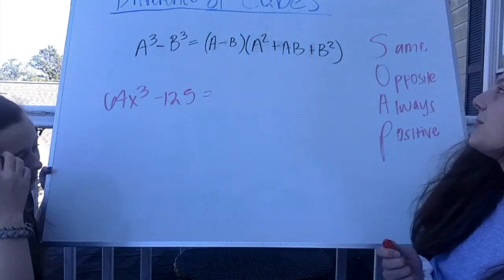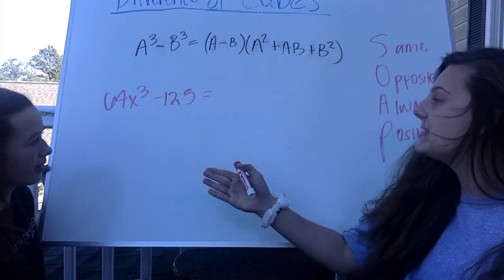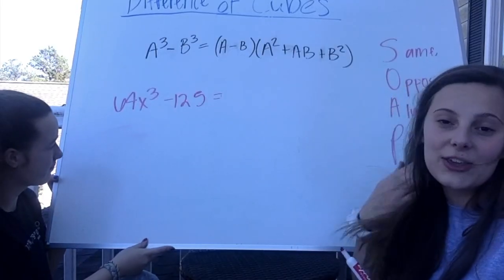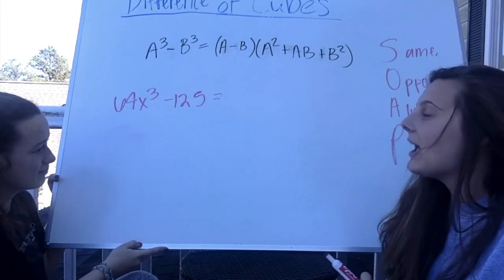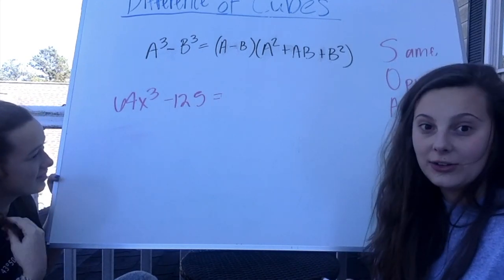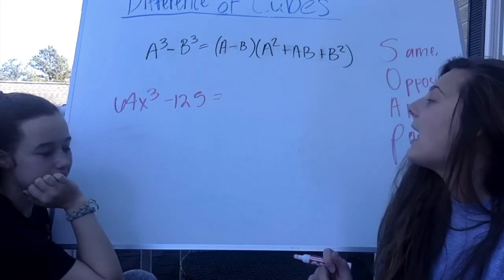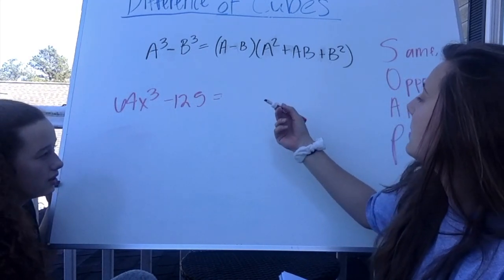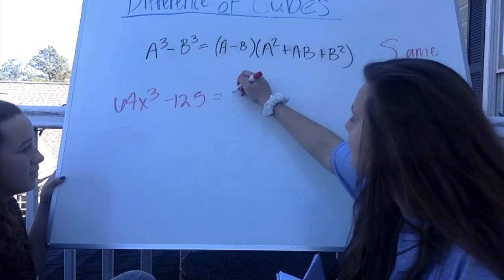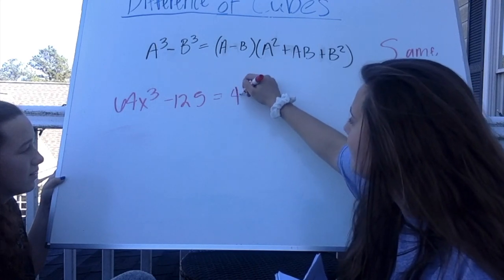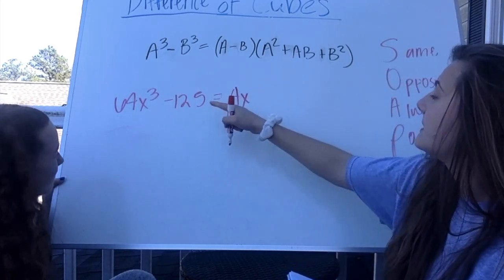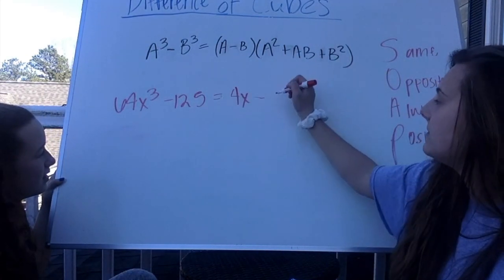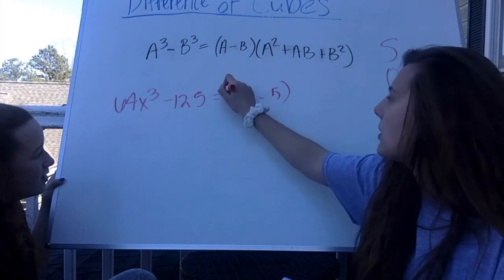This is our first example for the difference of cubes. Right now we have 64x cubed minus 125, and we're going to factor that. Let's find the cube root of 64, which is 4, and you have to find the cube root of x cubed, which is always going to be x. And then you find the cube root of 125, which is 5. So the first part is 4x, then the same sign right here, minus 5. So I got the first part of it done.